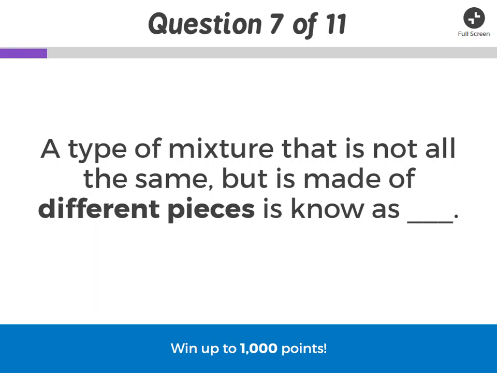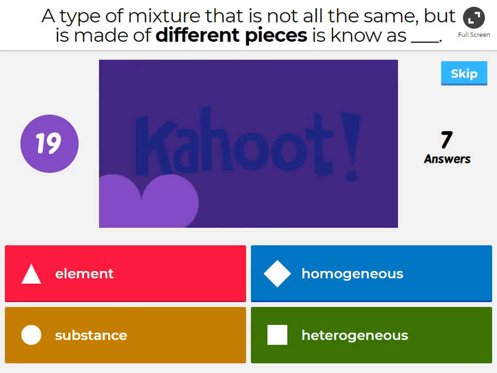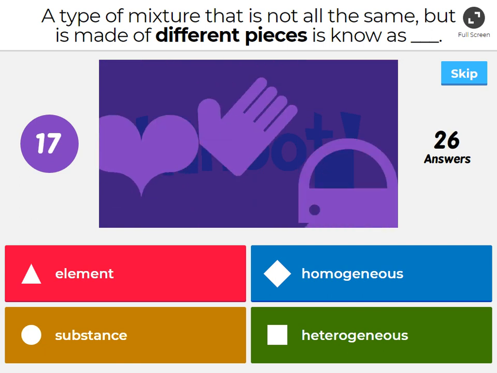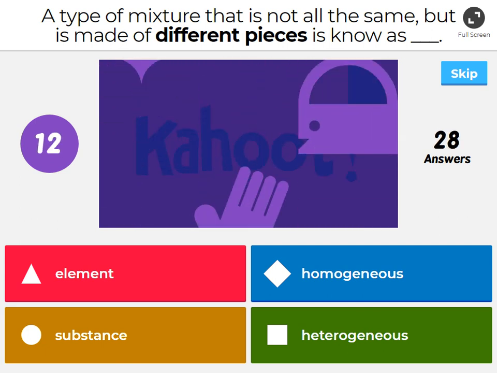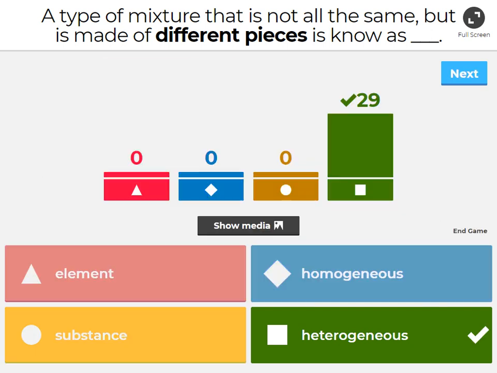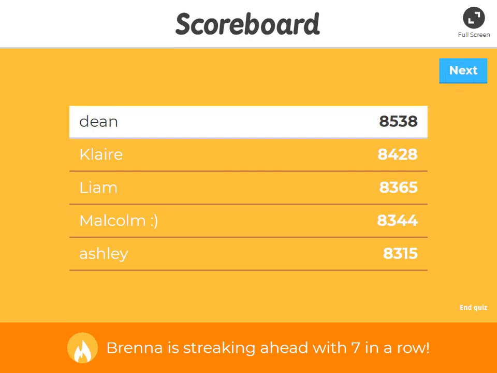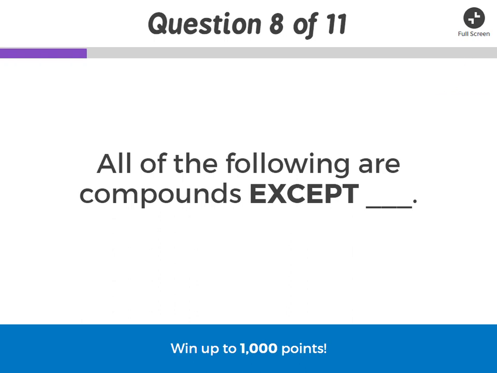A type of mixture that is not all the same but is made of different pieces, so it looks different throughout. Alright, you got this 29. Woo! Believe in you. Very good, guys. Keep going. All the following are compounds except, look closely.